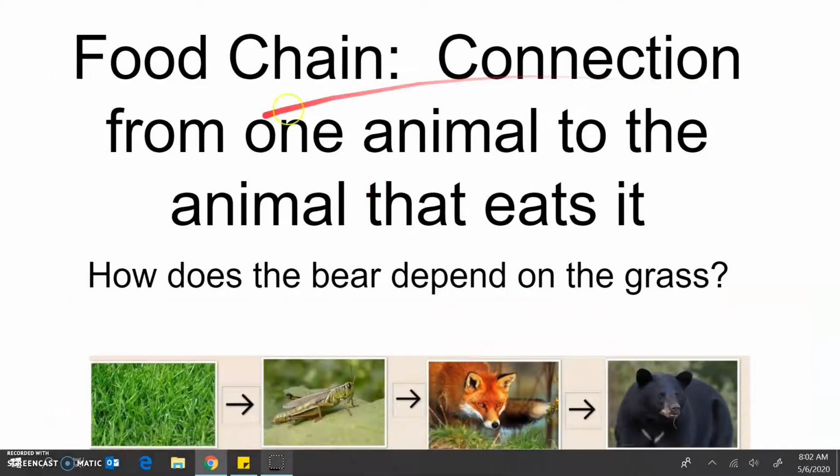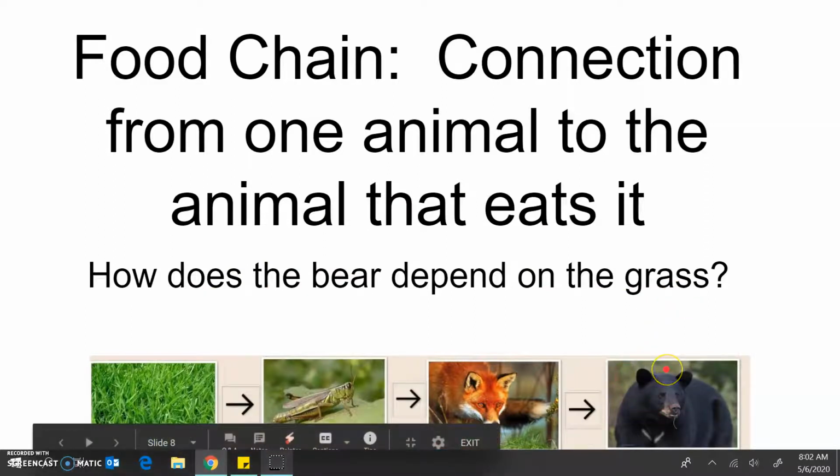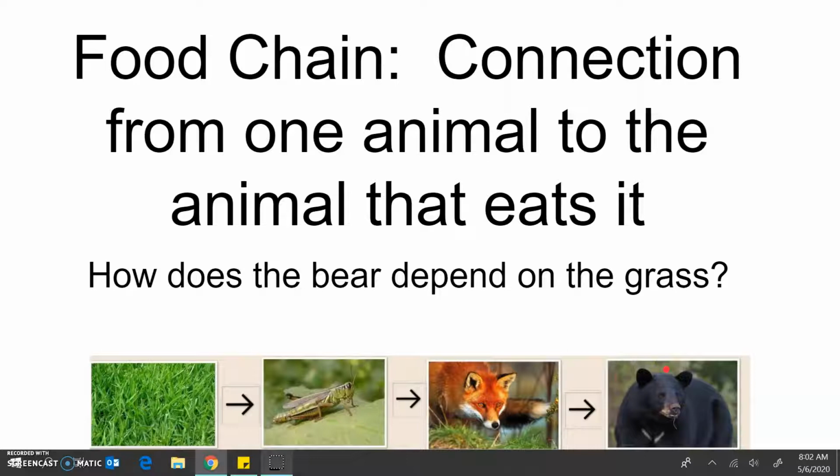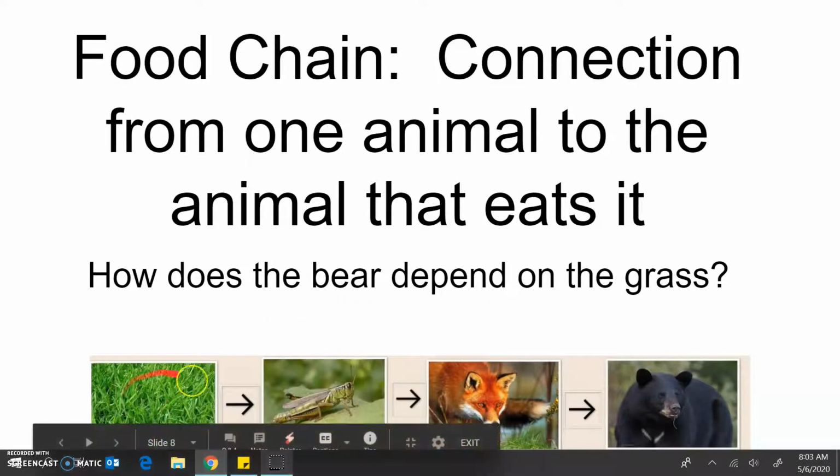So the food chain is a connection from one animal to the animal that eats it. So how does the bear depend on the grass? We know he's not a big eater of grass. He prefers fish, berries, some bigger types of food. But he absolutely depends on the health of that green grass here.